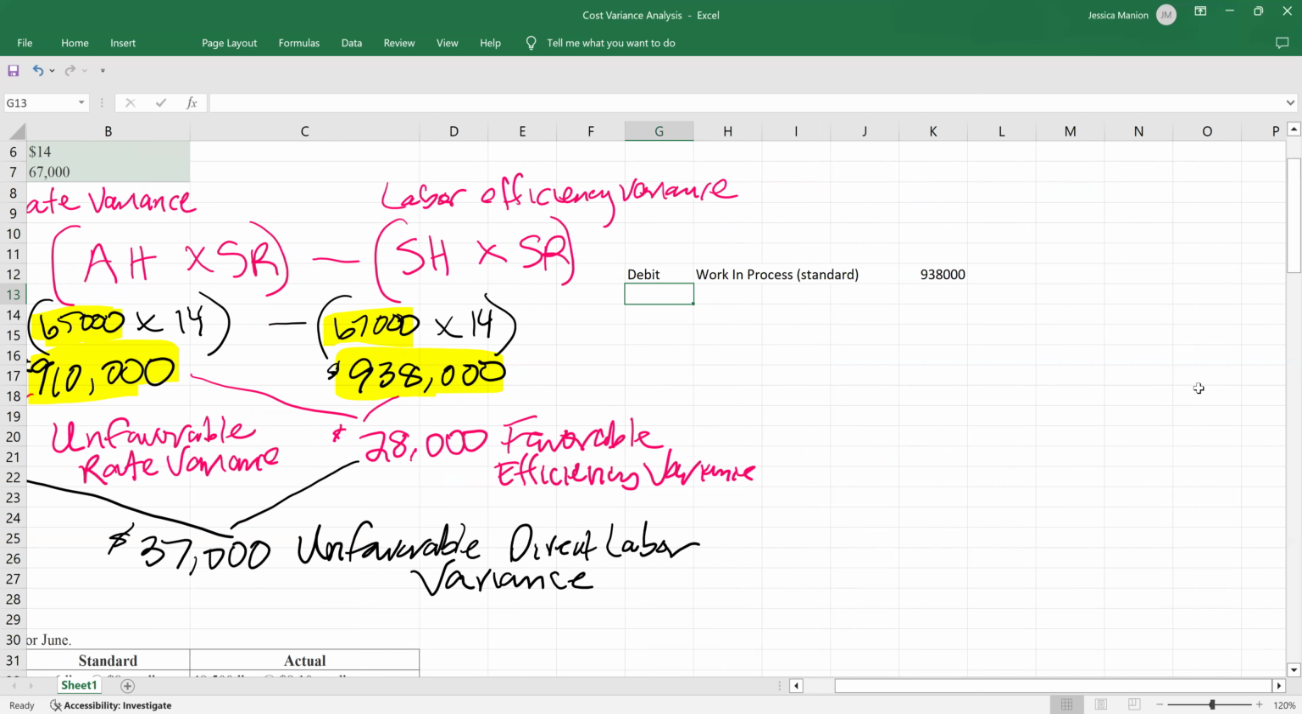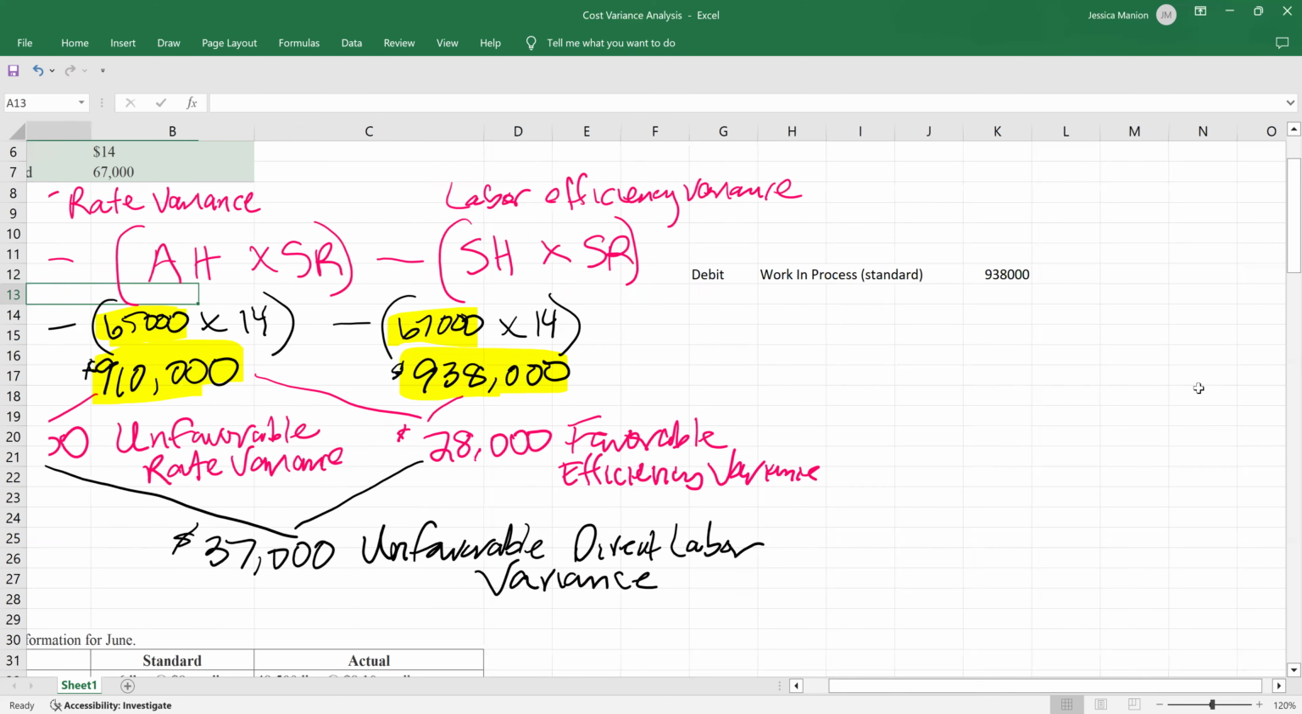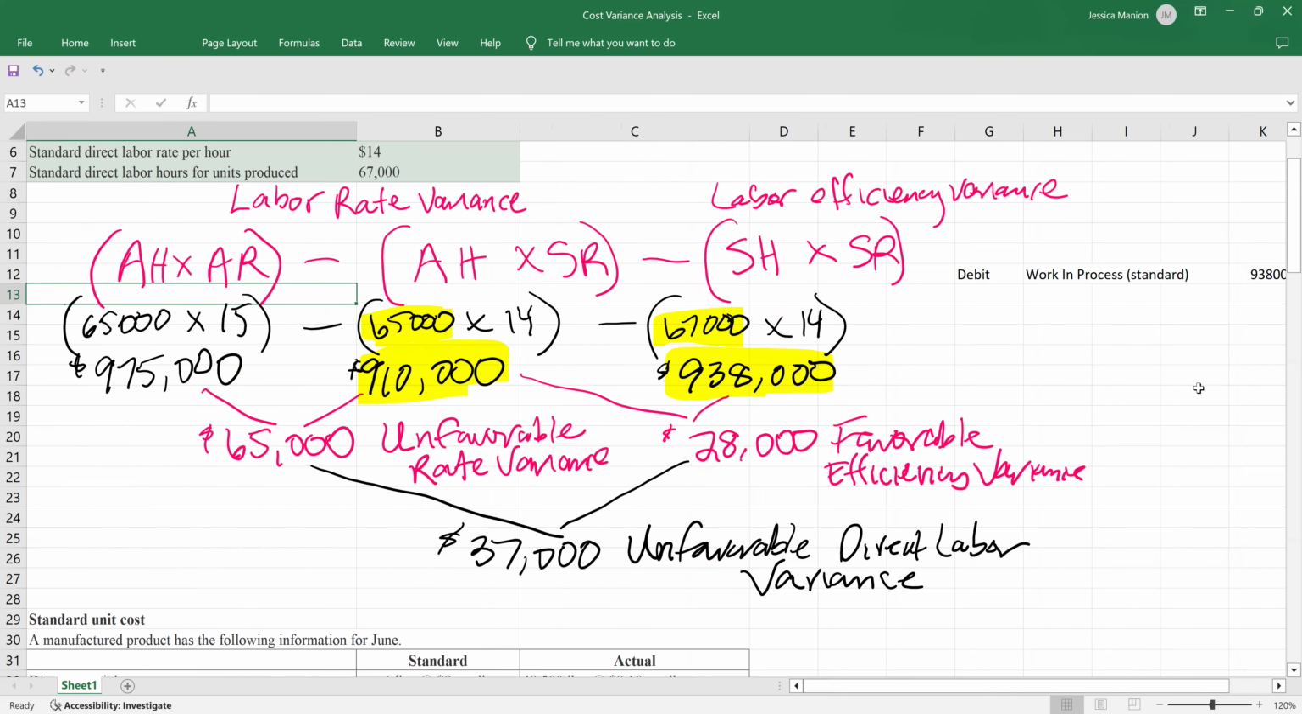And now if it's an unfavorable variance, we debit the variance. If it's a favorable variance, we credit the variance. So let me show you what I mean by that. This 65,000 is unfavorable, so we're going to debit the labor rate variance. This one over here, since it's favorable, we're going to credit, right? So we debit this, we credit that, right? And that's going to be the case with the material variances as well, as we're going to see.